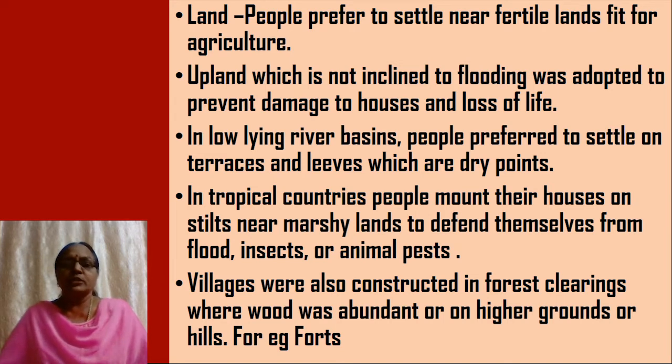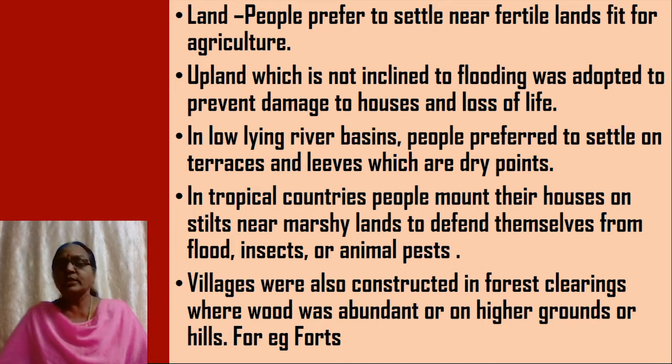The next important factor on which rural settlements depend is land. People always prefer to settle near fertile lands fit for agriculture. So wherever land is available, that is, say, along the river valleys or in the flat plains, people prefer to settle near these regions because they are fertile and agricultural activity can easily be carried out.